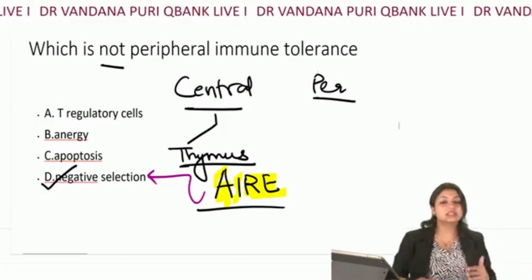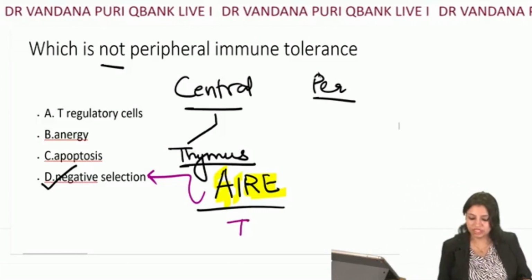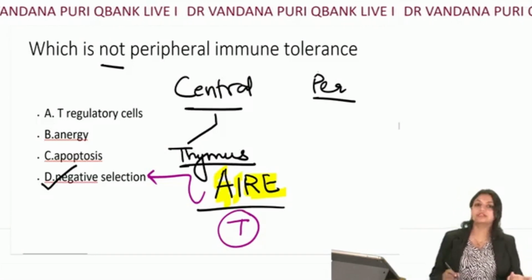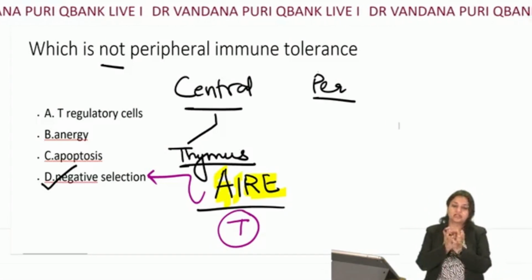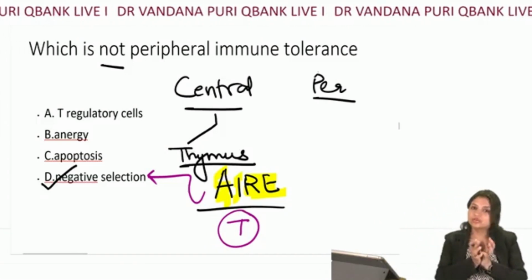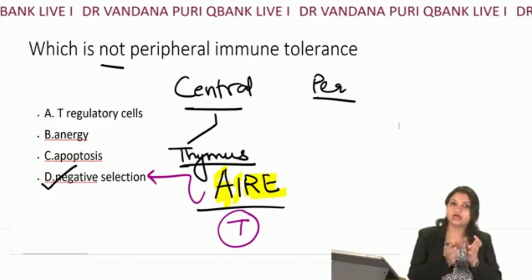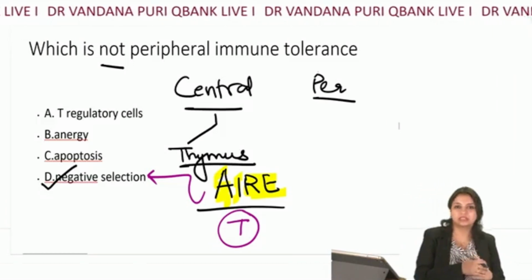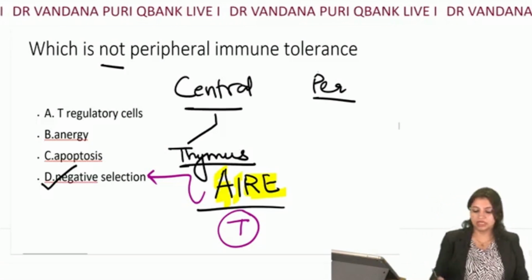Okay, the same thing is done in B lymphocytes. So this was about T lymphocytes. In B lymphocytes, what happens? Receptor editing occurs. The receptor is edited so that they can no longer identify the self antigens. So that is receptor editing.